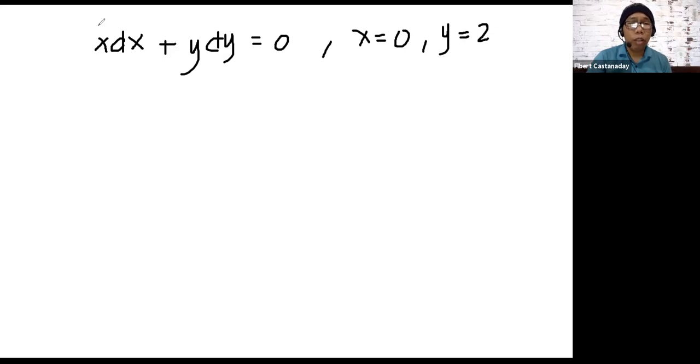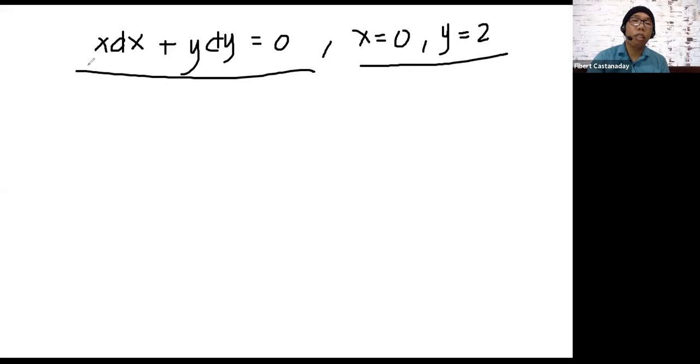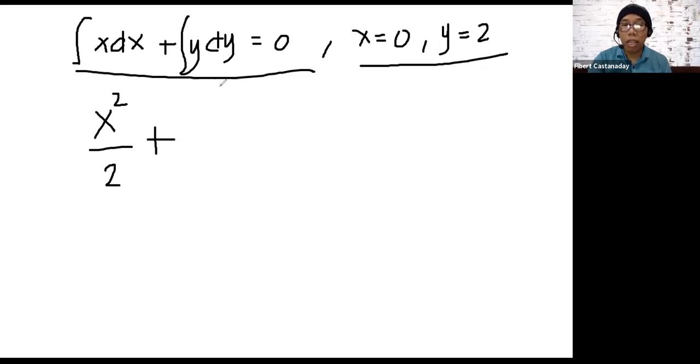Now, to solve, this is a differential equation and we are solving for the solution. We first arrive at its general solution and then we determine the particular solution by applying these conditions. So we integrate each term. The integral of x dx is x squared over 2, remember? Plus the integral of y dy, that is y squared over 2. Do you remember this? Everybody? Equal to the arbitrary constant c.